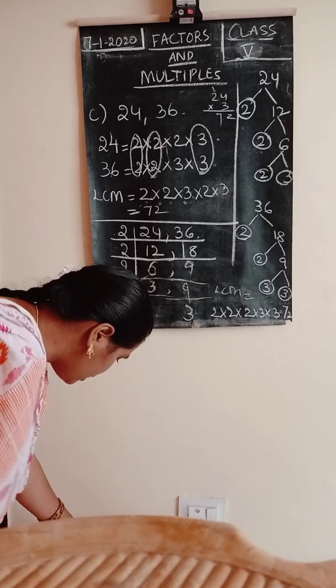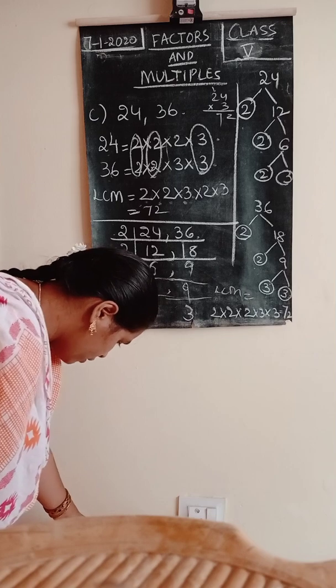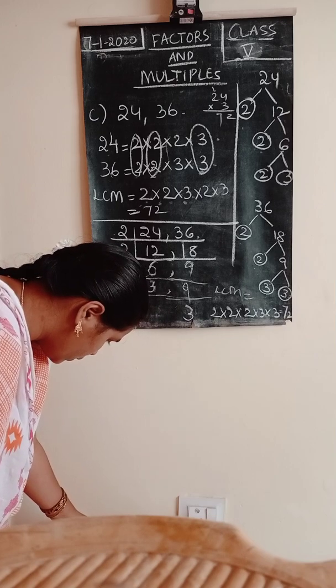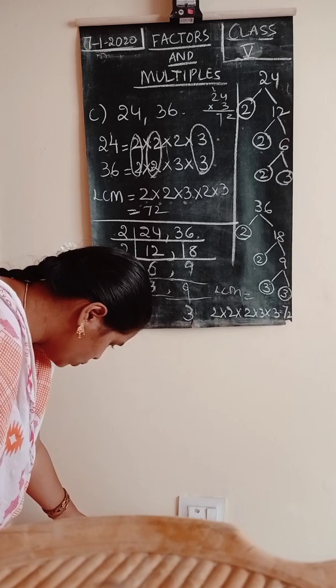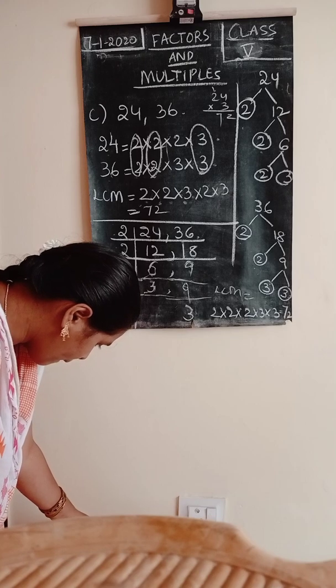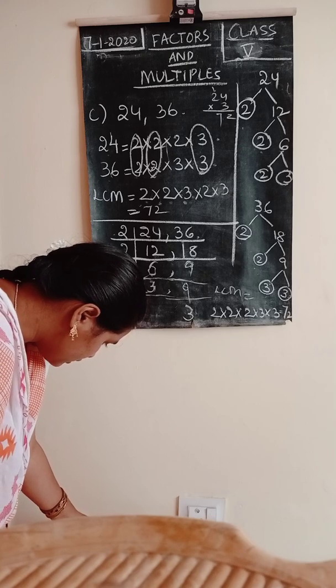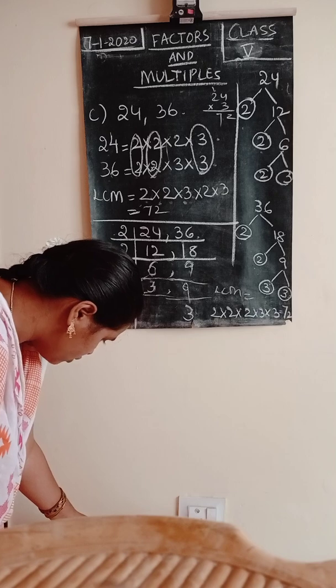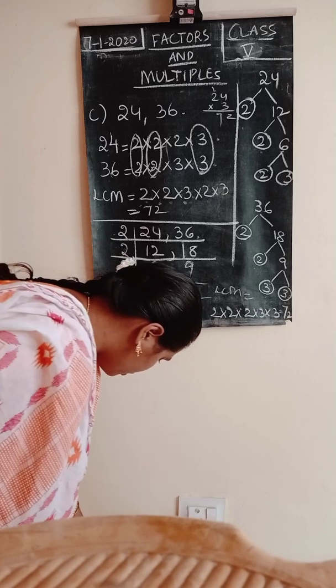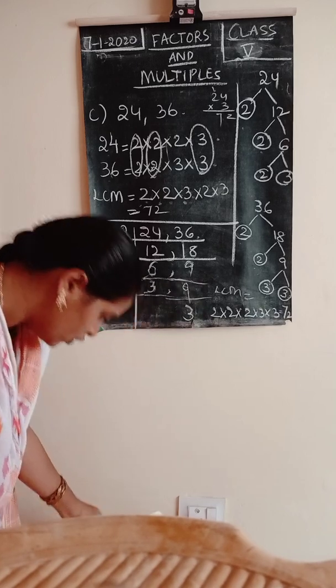Page number 58, 4th Roman. I think I have given you ABCD sums. You will do 3rd Roman. Find the HCF. Find the HCF. ABCD you will do.